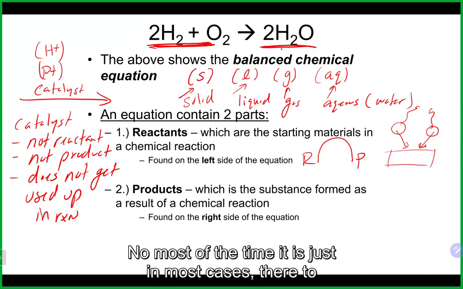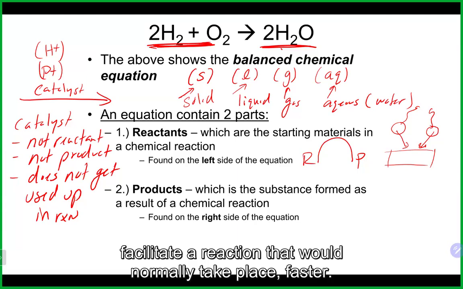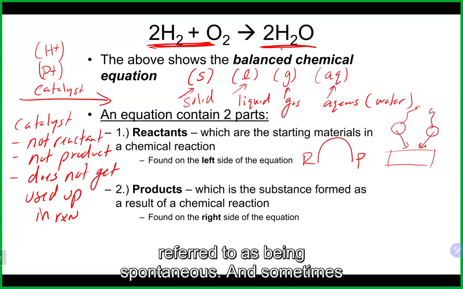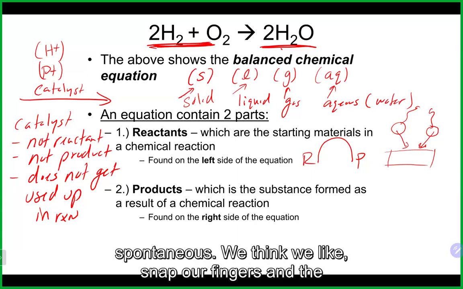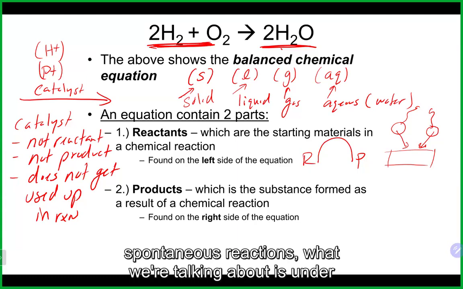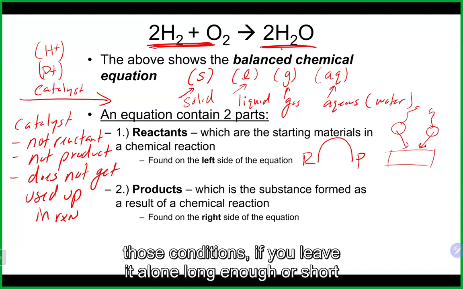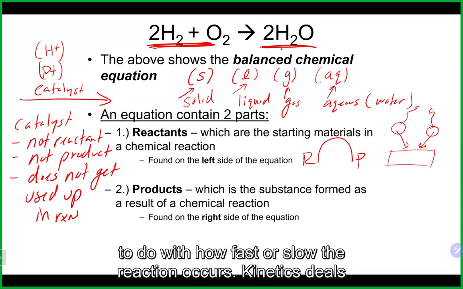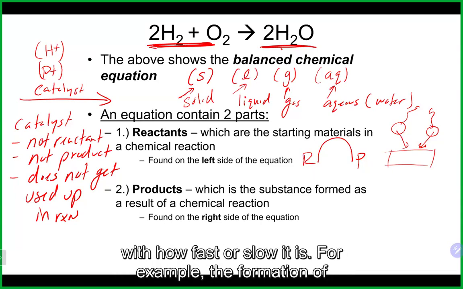No, most of the time it is in most cases there to facilitate a reaction that would normally take place more slowly. Yeah, so for example, there are reactions which are sometimes referred to as being spontaneous. And sometimes when people hear the word spontaneous, we think we snap our fingers and the reaction happens super quick. But when we talk about spontaneous reactions, what we're talking about is that under those conditions, if you leave it alone long enough or short enough, it will just happen. It has nothing to do with how fast or slow the reaction occurs. Kinetics deals with how fast or slow it is.